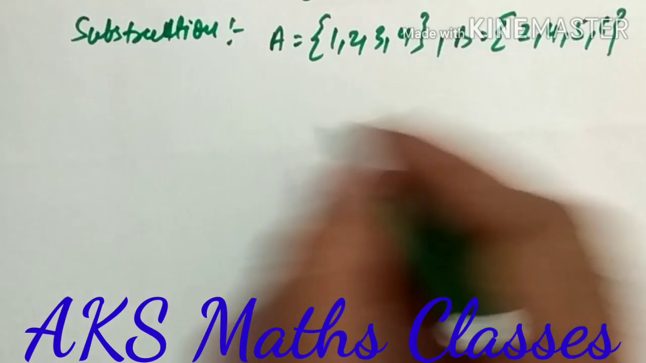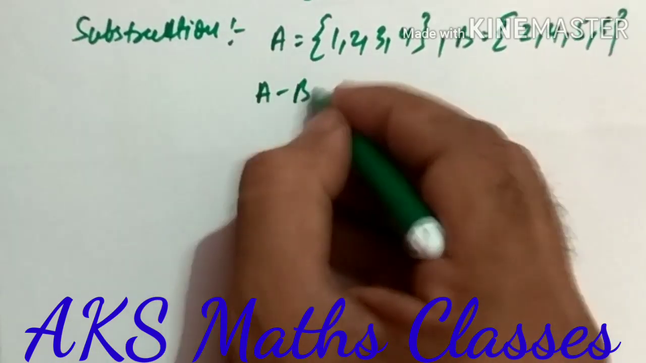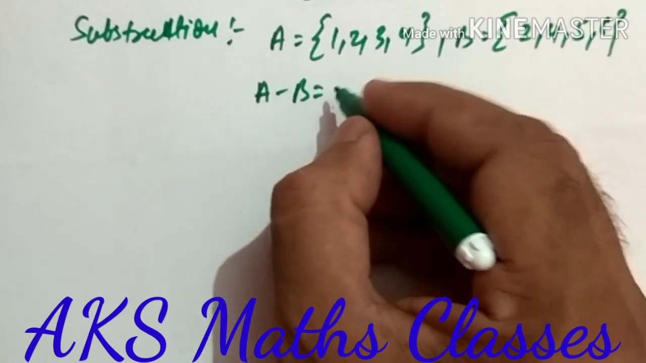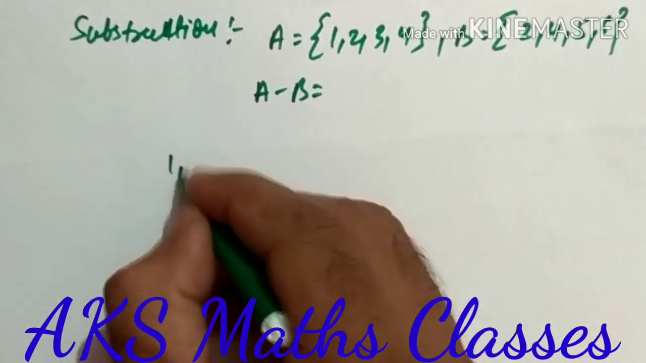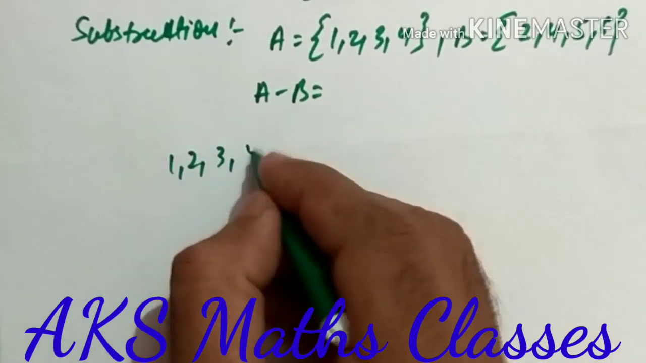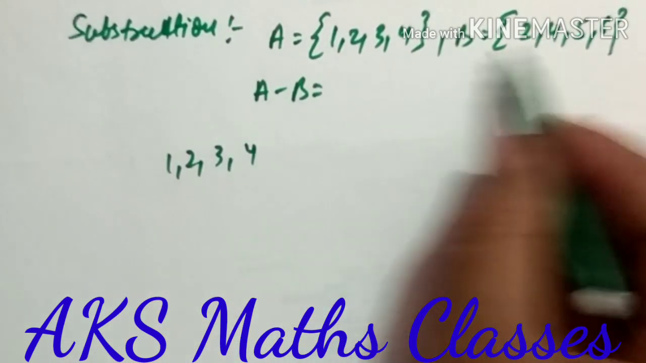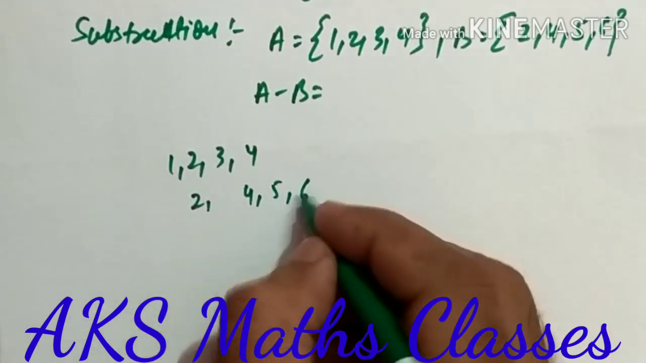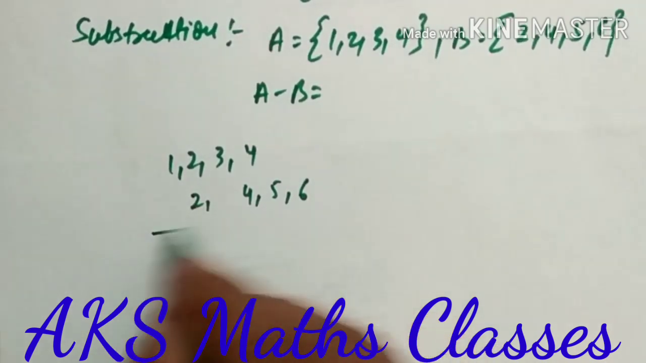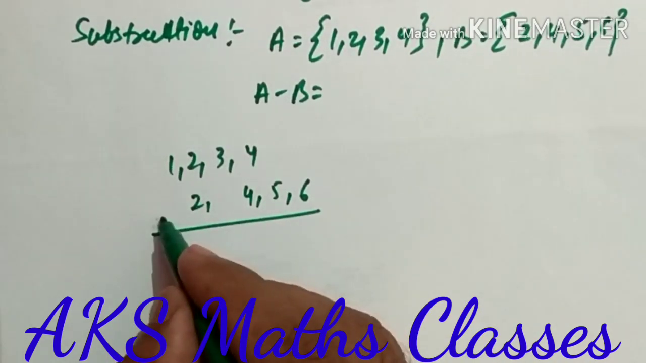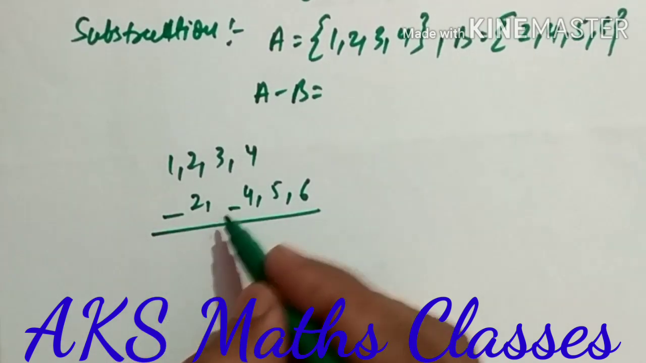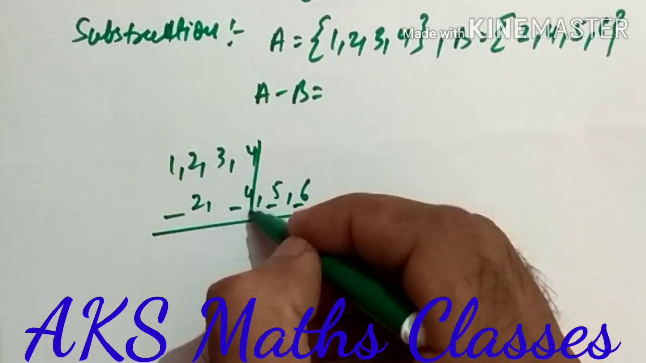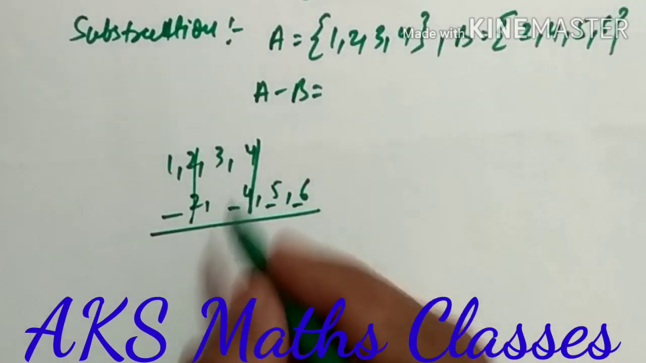So some elements I am taking common. Here A minus B, we have to subtract B from A. So A minus B is equal to what? See, 1 2 3 4 is in A, and in B there are 2 4 5 and 6. If we subtract this, then minus and minus will come here, and this minus and minus. So I write this one. This 4 and 4 are cancelled, this 2 and 2 are cancelled. It is clear. So what is left now?